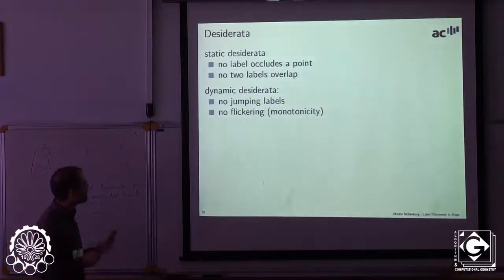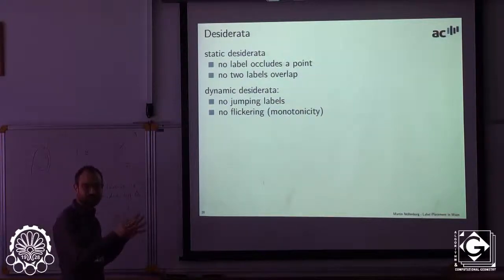So these are the constraints that we have seen before. No labels should overlap, but also we do not want to occlude one of the points of interest. So maybe there is some kind of city icon like a red dot, and if the label would move over it, you don't see that anymore. Okay? So in that sense, we do not want to occlude any of the input points.